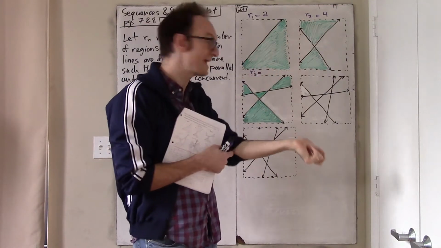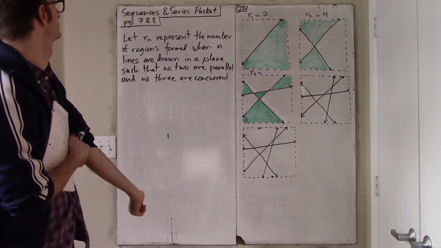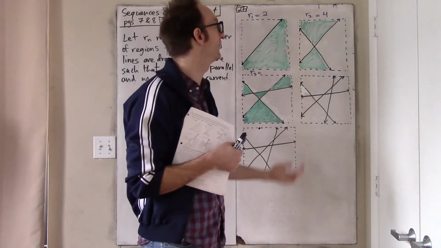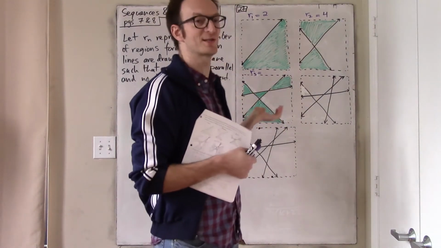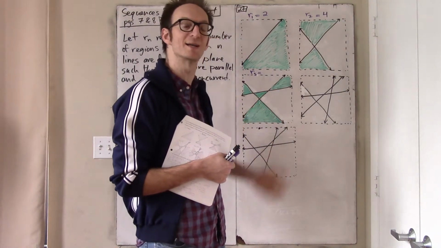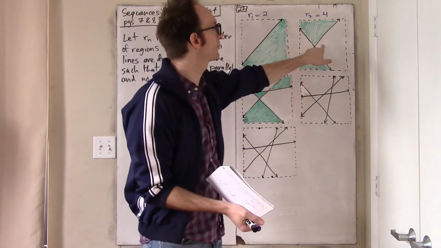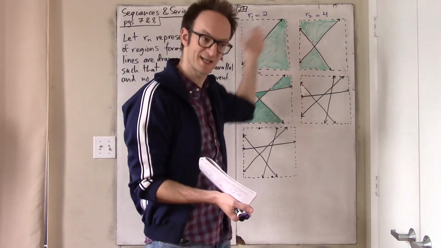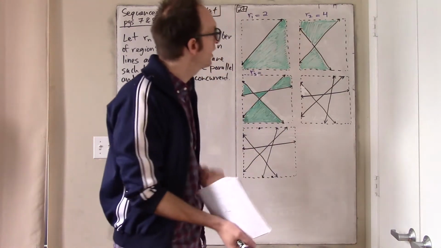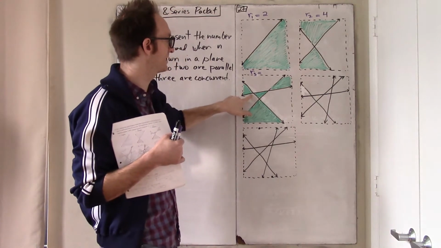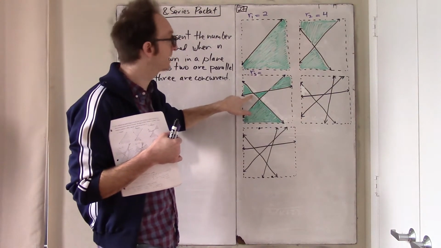So can I make a... Yeah, so where will my third line go? Well, no matter where I draw it, it's just going to intersect both of those two lines, because it can't be parallel to either of them, and it can't go through their point of intersection. So it's going to intersect both of them. Okay, well, if it intersects both of those lines, then here's an example of what that line can do. It can look like this.